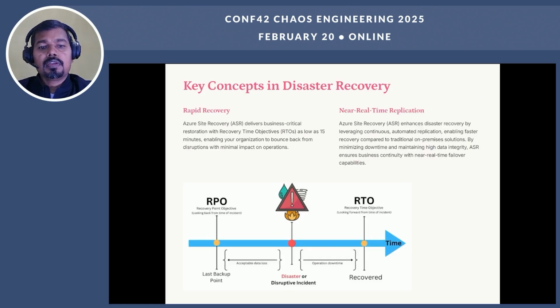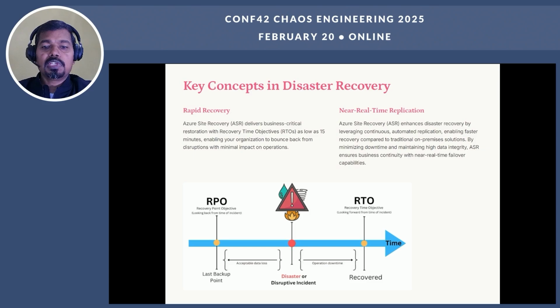Key concepts in disaster recovery. When we talk about disaster recovery, two key metrics help to define how prepared an organization is. The first one is recovery point objective. This tells us how much data loss is acceptable in the event of failure. Essentially, it's the maximum age of data that can be restored. A lower RPO means more frequent backups or continuous replication to minimize data loss.